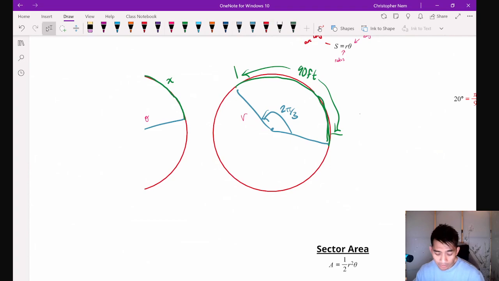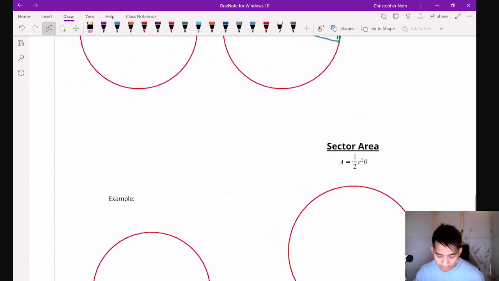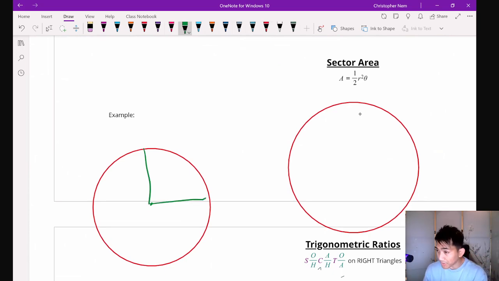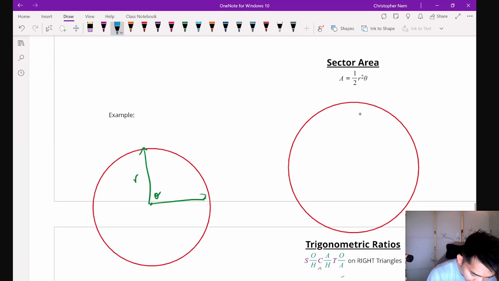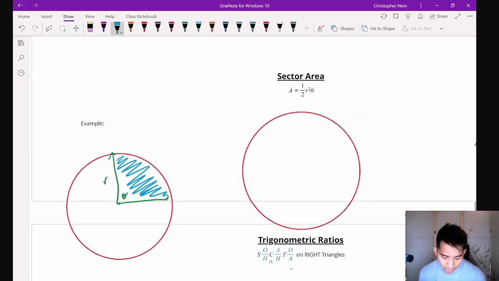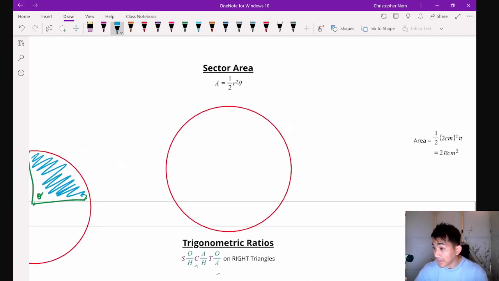Now, that's arc length. We're going to go into sector area. For sector area, the formula is A is equal to 1/2 r squared theta. So, what is sector area? It is the area of a piece of the circle. So, I have r, I have theta right here, and the sector area looks like this portion, the shaded in region for the angle. Alright, so let's do an example of that.